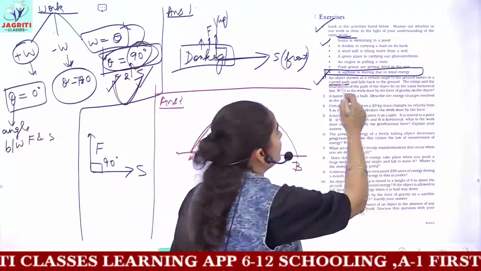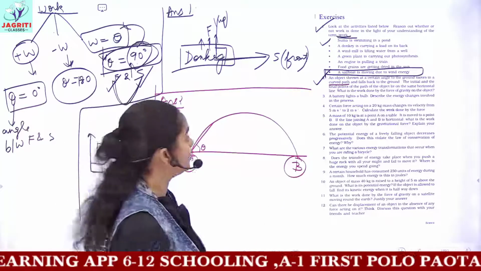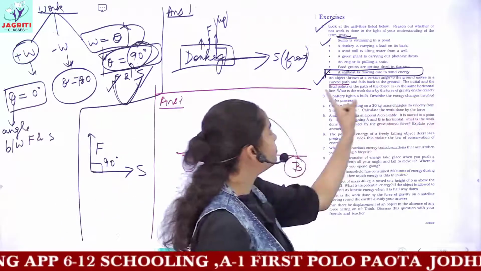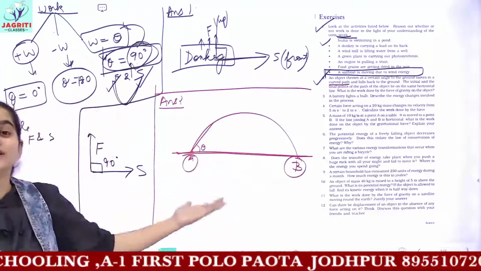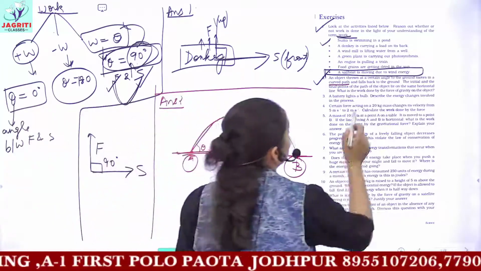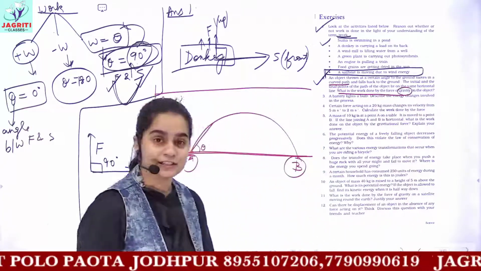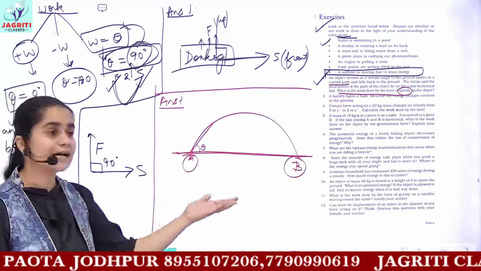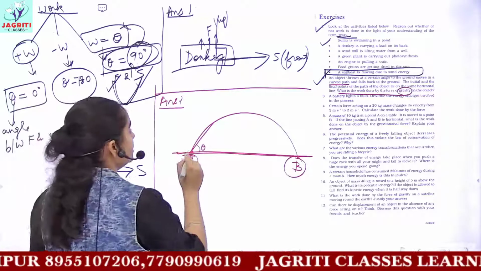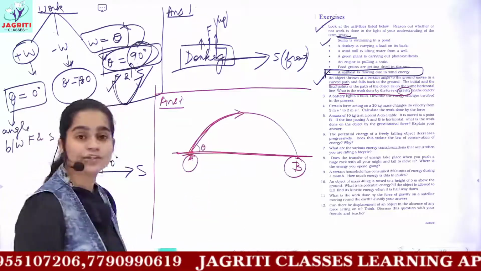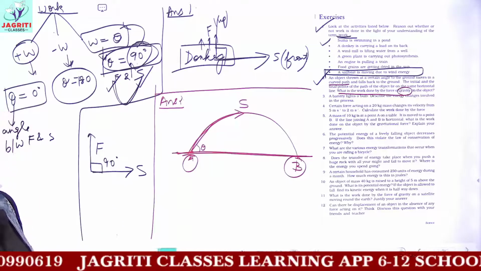The initial point is A, the final point is B. Both these points lie on the same horizontal line, that is, on the ground itself. So it is asked, what is the work done by the force of gravity on the object? So what kind of work is done by gravity on this object? See, where is the object moving? We can say that this is the direction of displacement of the object, that is S. And where is the force applied by gravity?